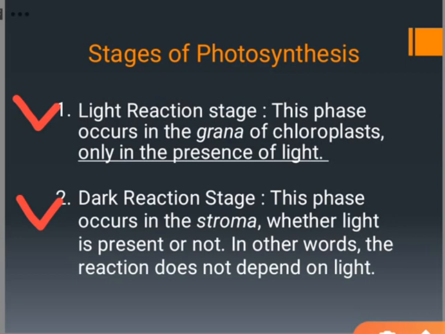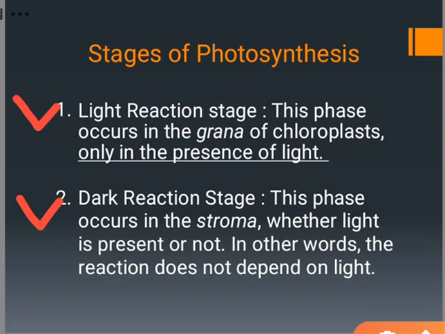Now, since we have said that photosynthesis is a process, this process involves chemical reactions. And those reactions have been split into 2 phases, which happen one after the other. Now, the first one is the light reaction stage.